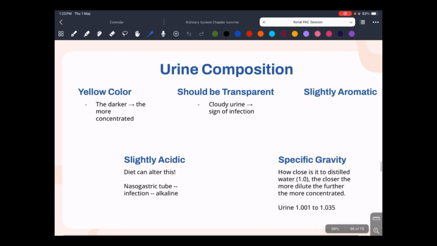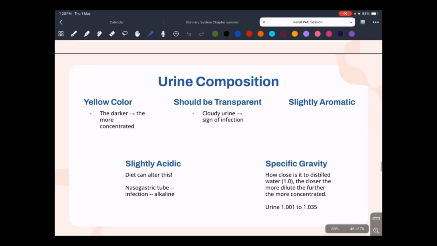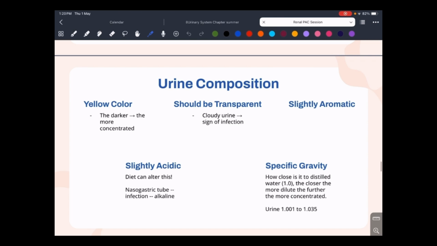Urine composition, again, very easy, right? It's yellow in color. The darker it is, that means the more concentrated. That means the more dehydrated the patient is. And the lighter could actually hint at overhydration. Like if someone is urinating a very, very pale color of yellow or almost no color, that means they are very well overhydrated, and that should not happen also. Again, we like to be balanced. Should be transparent.